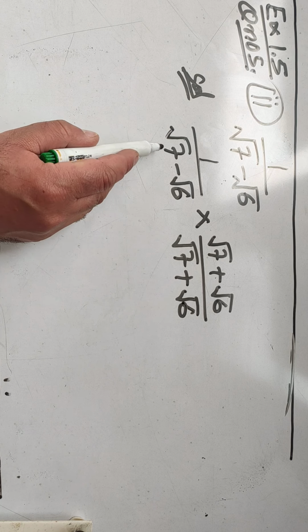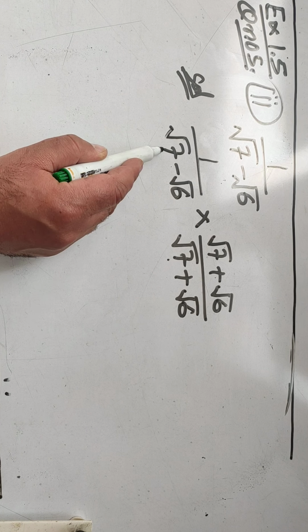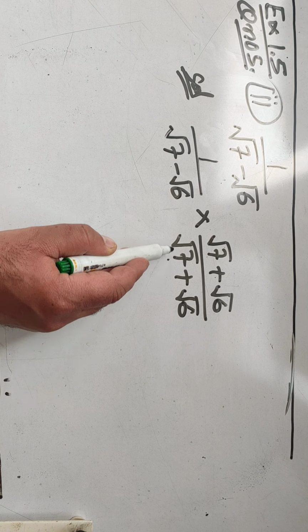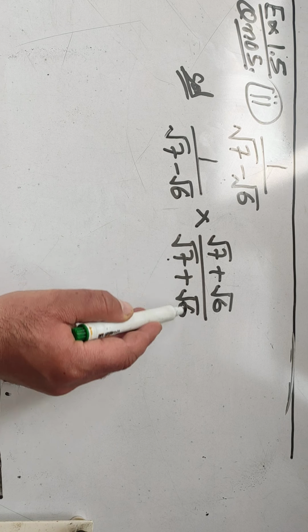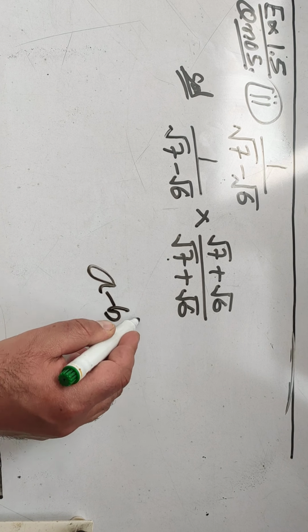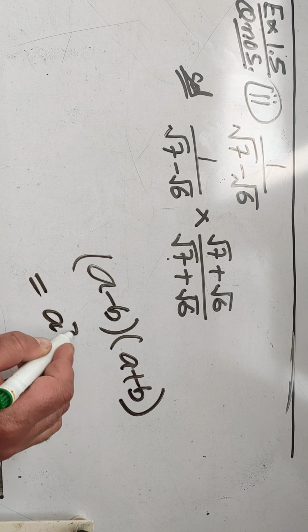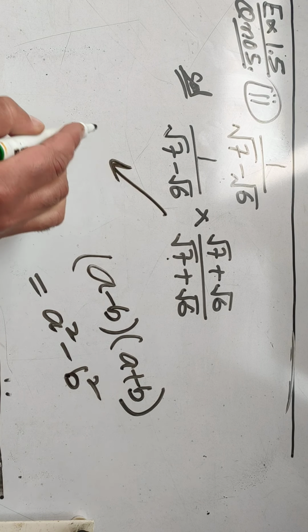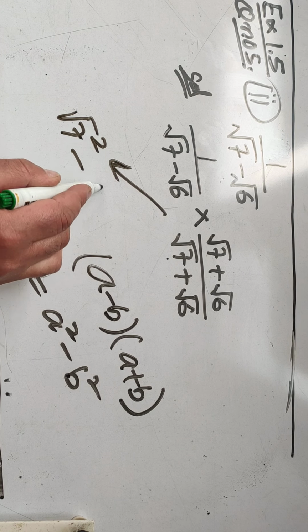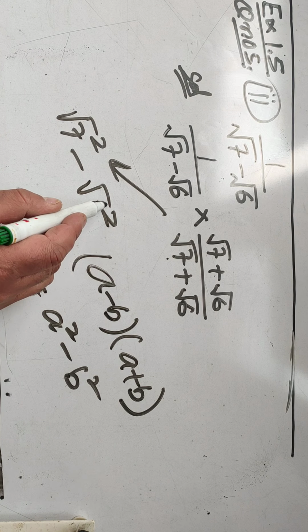Why? Because root 7, root 7, root 6, root 6, it is the same. So let us consider root 7 as A and root 6 as B. So it is A minus B into A plus B. As you know, A minus B into A plus B is equal to A square minus B square. So here it is root 7 square minus root 6 square, because in place of A we have root 7, in place of B we have root 6.